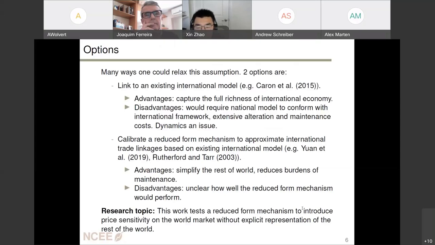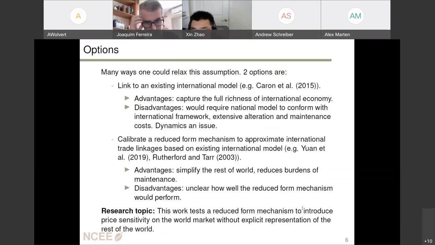And I also wrote here that dynamics could be an issue. In our case with SAGE, we have an intertemporal CGE model. And if we were to think about linking that with GTAP, there is no intertemporal GTAP model supported by GTAP folks. And so the second option would be to calibrate a reduced form mechanism to approximate international trade linkages based on an existing international model.